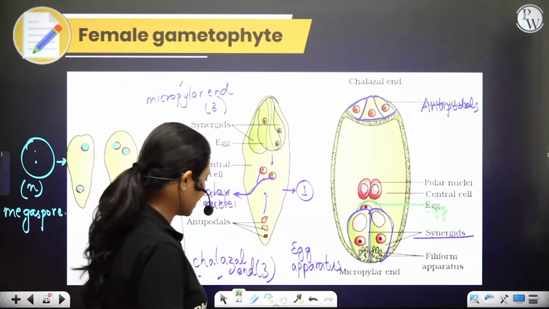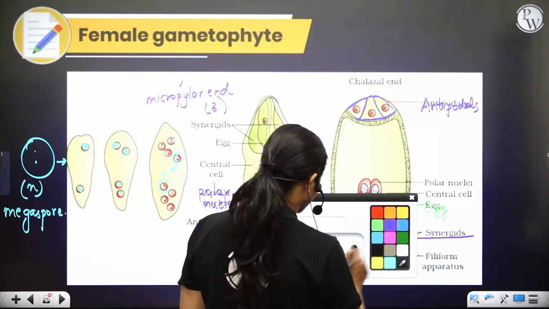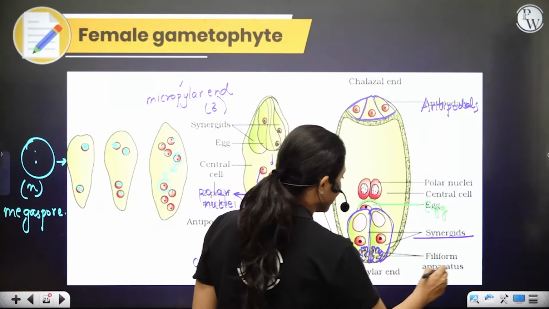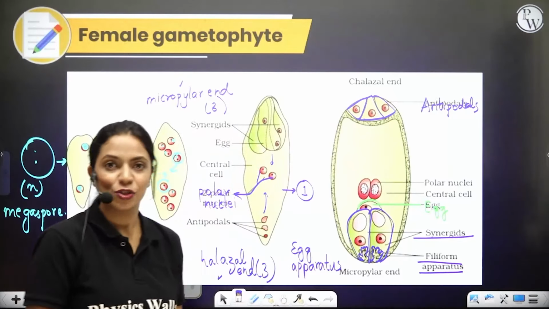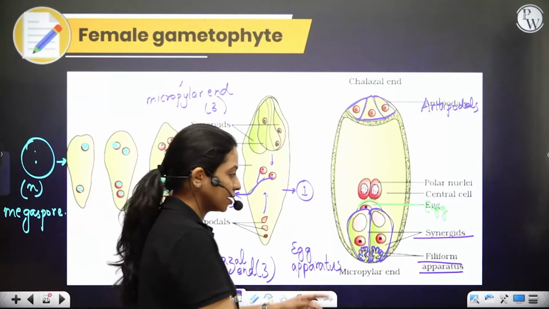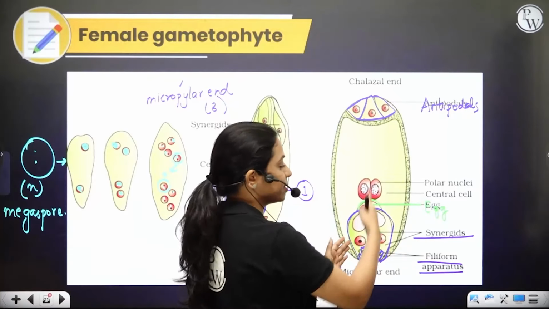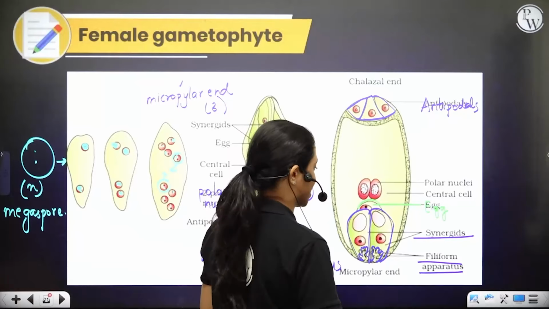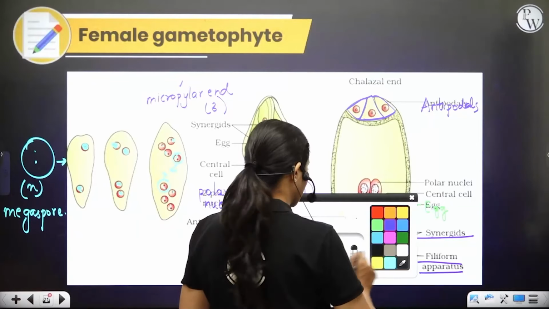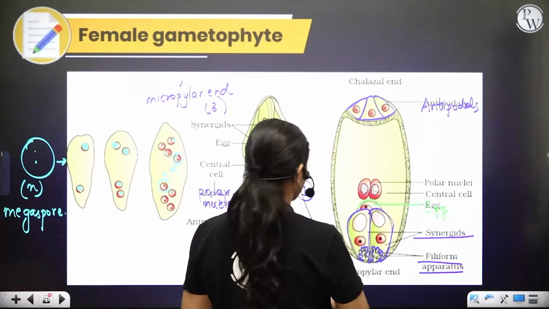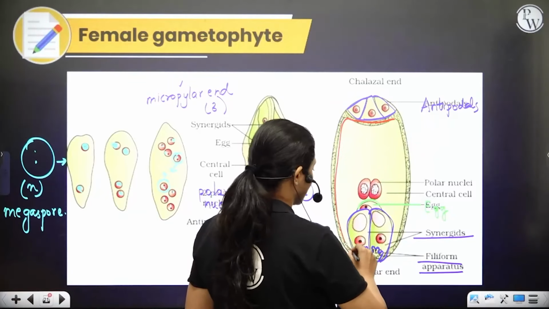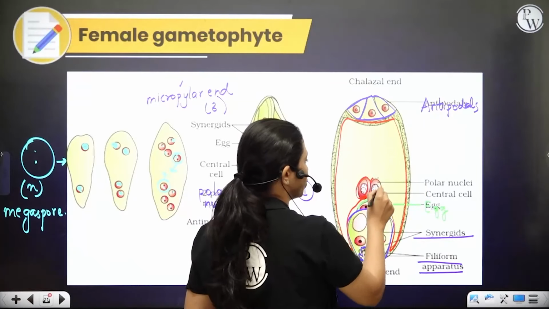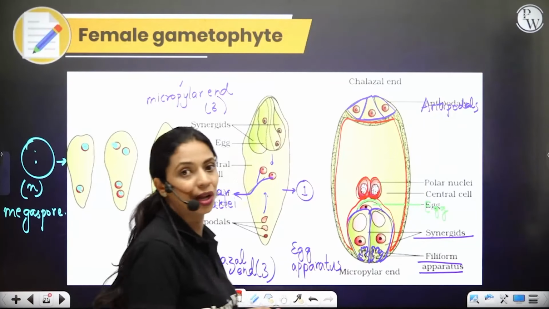Towards the base of these synergids, you can find cytoplasmic finger-like projections like this, that is called filiform apparatus. Eventually, the pollen tube that carries male gamete should come and discharge its contents inside. So, this filiform apparatus will guide the pollen tube into the embryo sac. Now, let's move to the central cell. The central cell here is the largest cell in the embryo sac, and within the central cell, you will find two haploid nuclei that are called the polar nuclei.